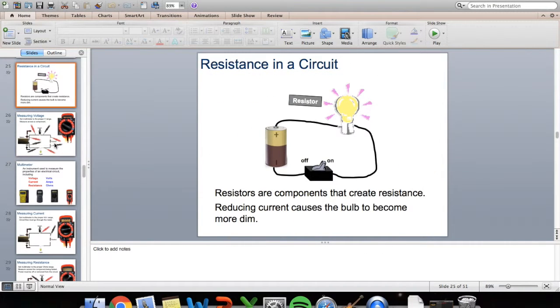Okay, resistance. Resistors are things that create resistance, obviously. Reducing current causes the bulb to become more dim. A resistor is generally something that creates heat, or light, or sound. It does something that we want, and it takes away electricity. It uses up electricity to become some other type of energy.